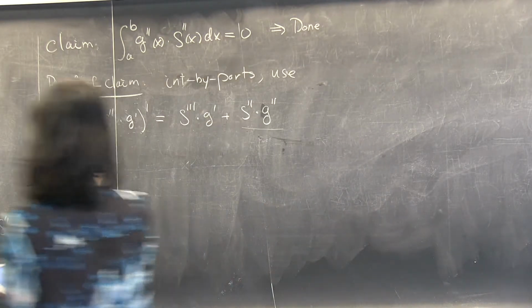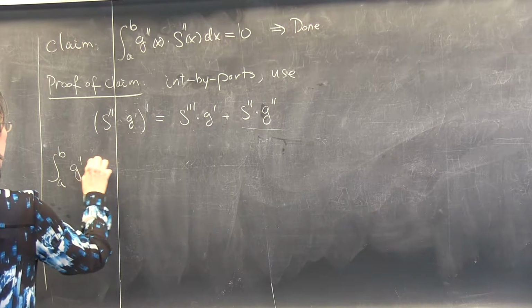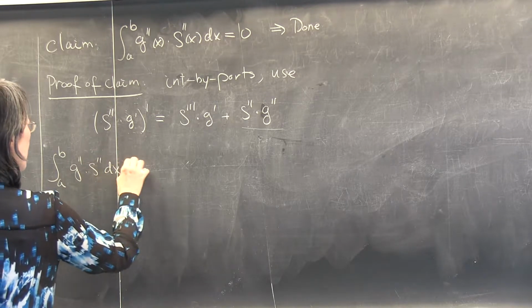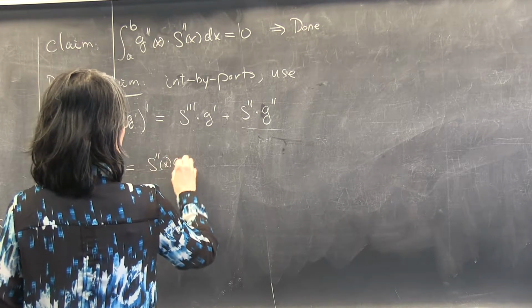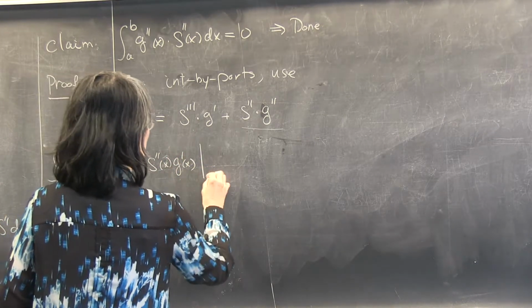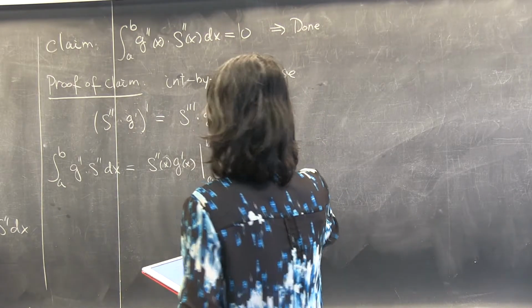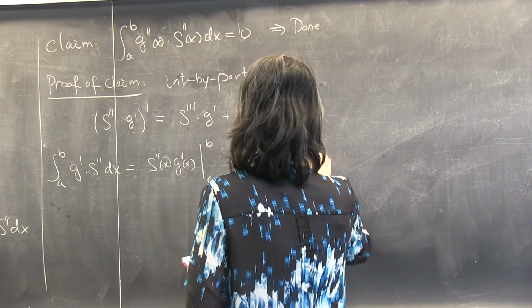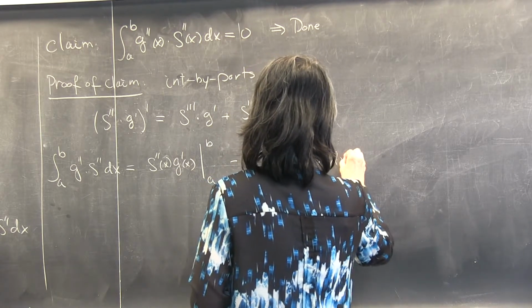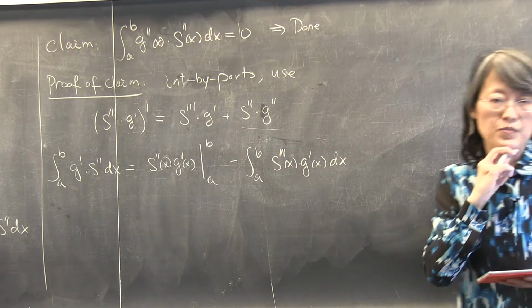Okay, so we will have the following. Integral from A to B, G double prime, S double prime dx will equal S double prime of x, G prime of x, evaluated from A to B, minus integral from A to B of S triple prime of x, G prime of x dx. So remember, we want to show this is 0, okay? Let's try to find some zeros.